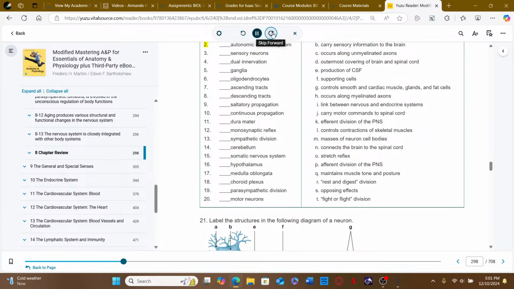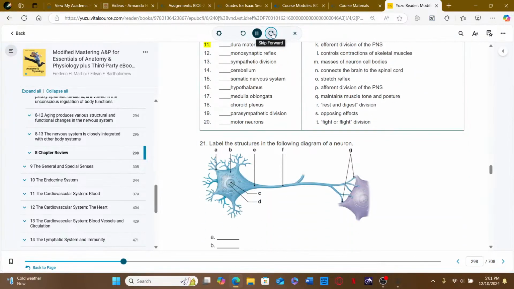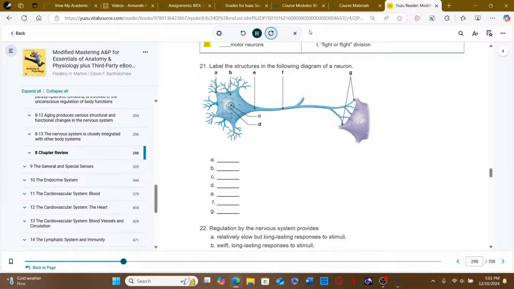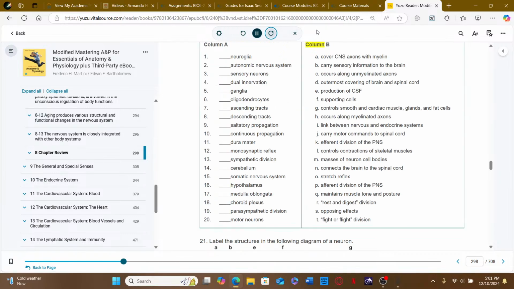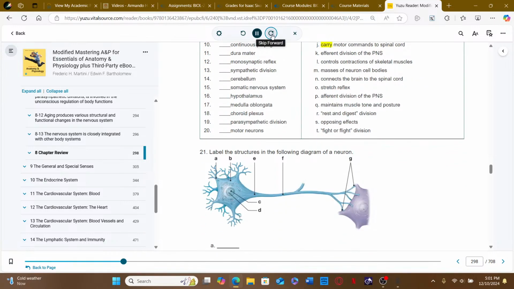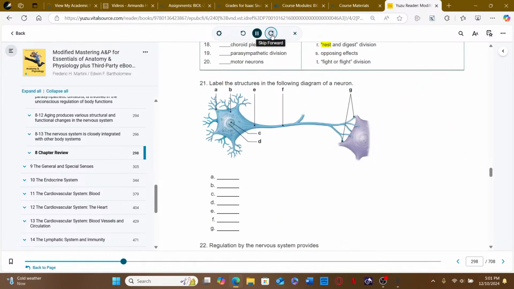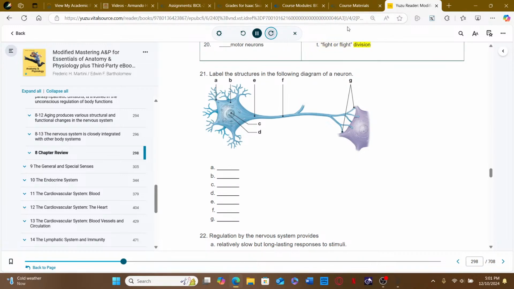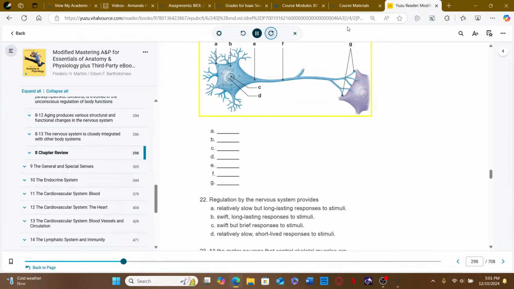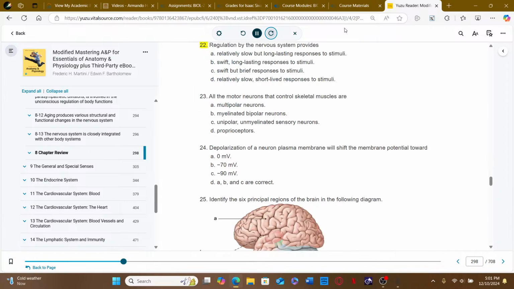Column A. 19 parasympathetic division. 20 motor neurons. Column B. Fight or flight division. 21 Label the structures in the following diagram of a neuron. Identify the structures in the diagram of a neuron.